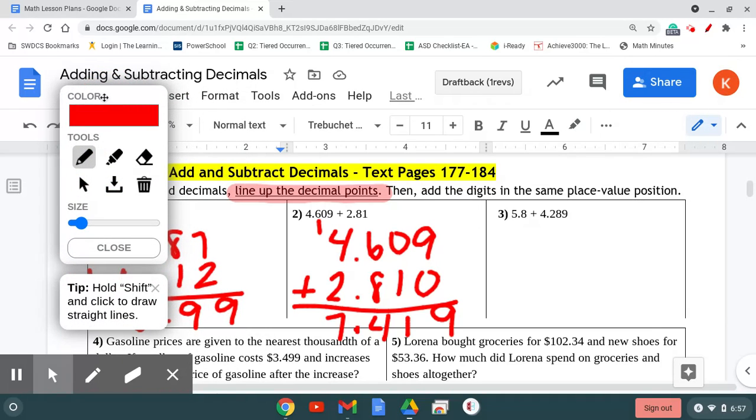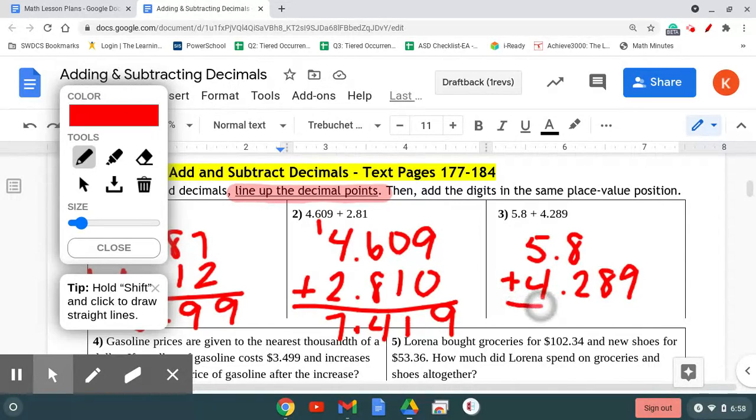All right, number 3. Do number 3 on your own. Make sure you show your work and then answer the question. So number 3, I'm going to write it down. Again, I don't have the same number of digits, so I'm going to have to figure out what I need to do. I'm going to write down 5.8. My next number, I need to line up my place values. So my 4 is in the 1 spot, so my 4 goes under my 5. Decimal point, 2, 8, 9.